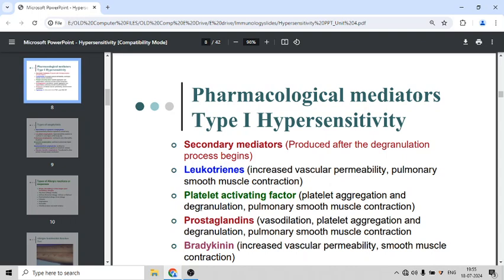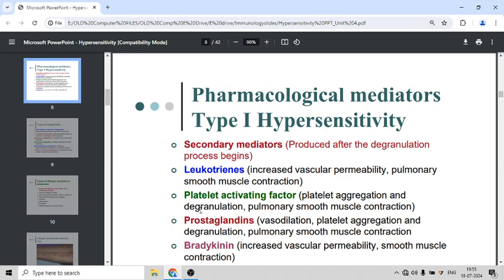The blood vessels will dilate because of the prostaglandins being released in excessive amount. Blood clotting may also be affected because of platelet activating factor. And bradykinins released as the secondary mediators increase vascular permeability and smooth muscle contraction.